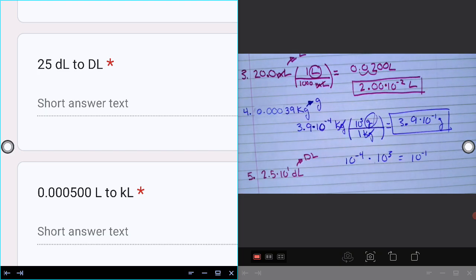So because these both have prefixes, I prefer to go to the base and then go, because I think it's just the easiest method to show you guys. So I will go from deciliters to liters, then from liters to deciliters.